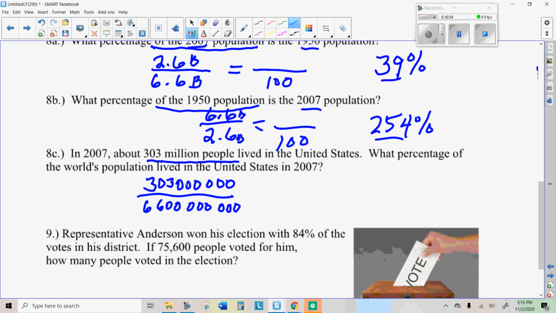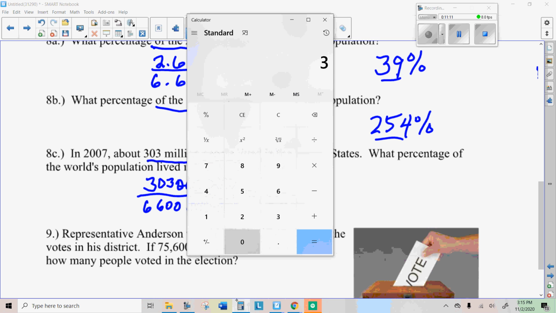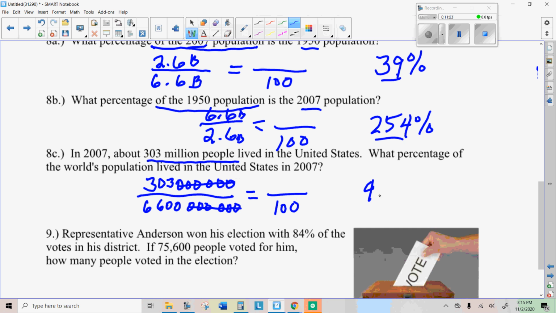Okay, now if you want to get rid of some zeros, you can, as long as it's the same number on the numerator and the denominator. And we want to know what percent that is. So we're going to do 303 divided by 6,600. And multiply that by 100 to turn it into a percent. And we get about 4, I'm going to round it to 4.6%.